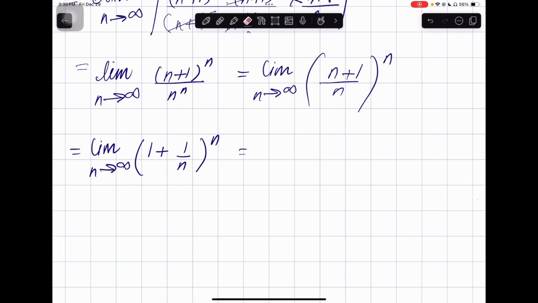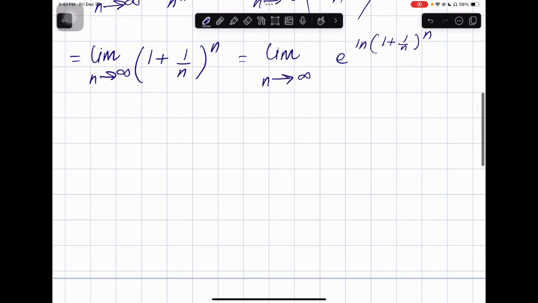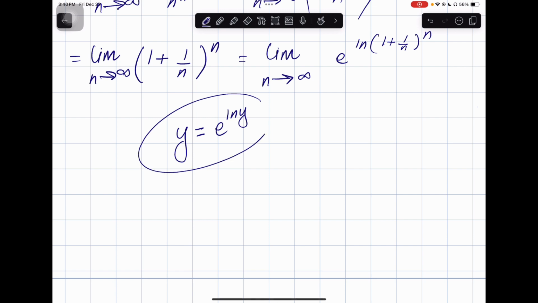What do we do? Let's see. What if we do this? We know that y is equal to e to the power ln y. This is a concept I hope you guys know, right? Like a is equal to e to the power ln a. So this is a property of logarithm. I hope you've discussed that in your classes. It's not very difficult to prove.